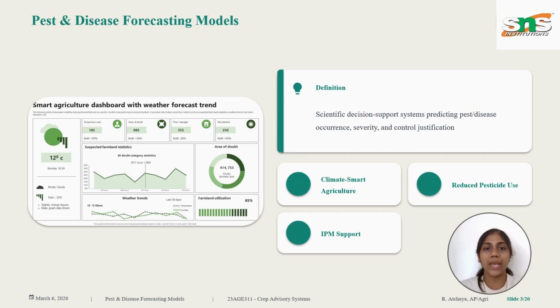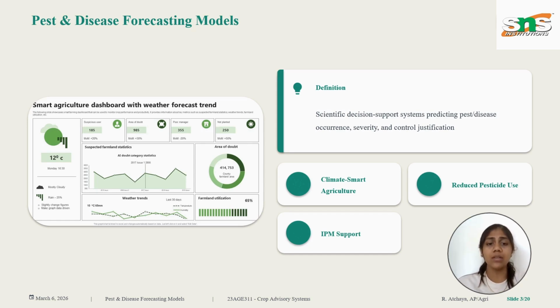Its main purpose is to help farmers decide when the pest attack will happen and how severe it will be. Then, is pesticide spraying really necessary? This supports smart agriculture. It also reduces unnecessary pesticide use, supports IPM practices, and most importantly, it protects the crop yield.